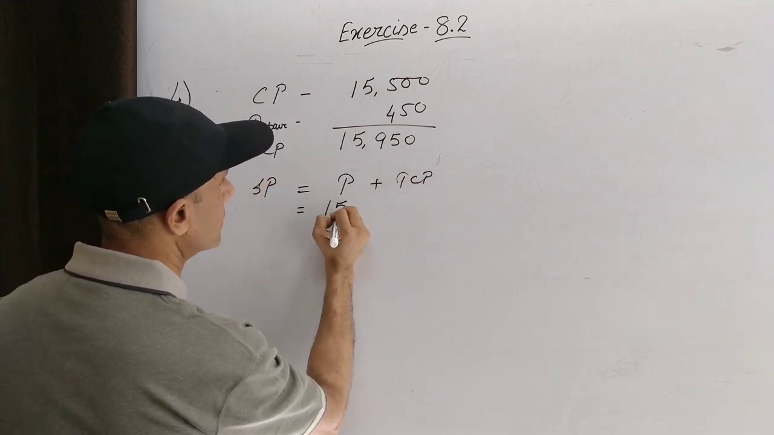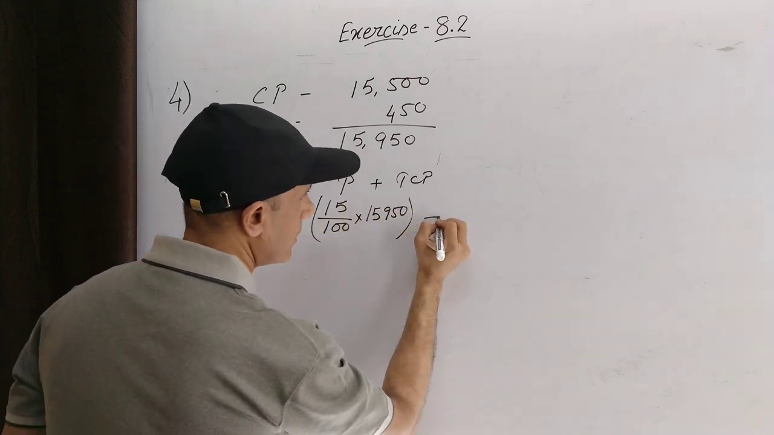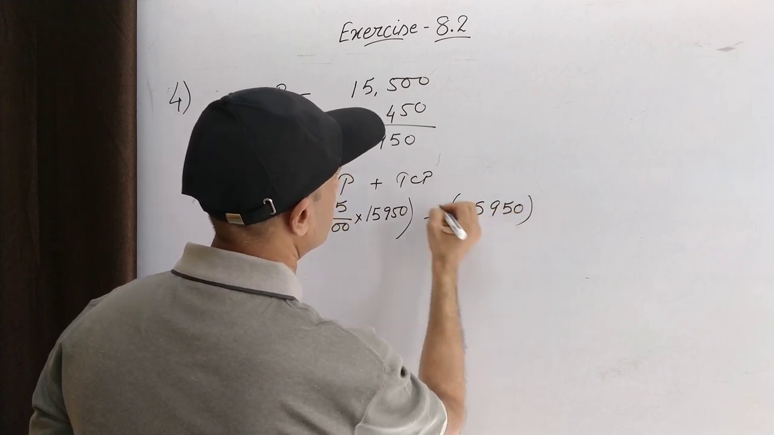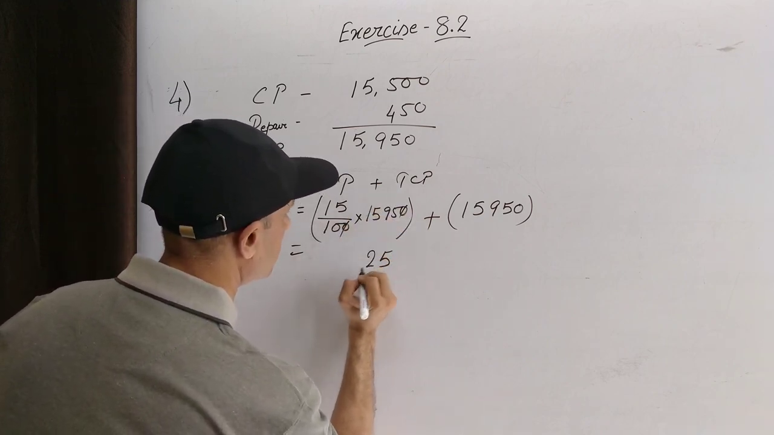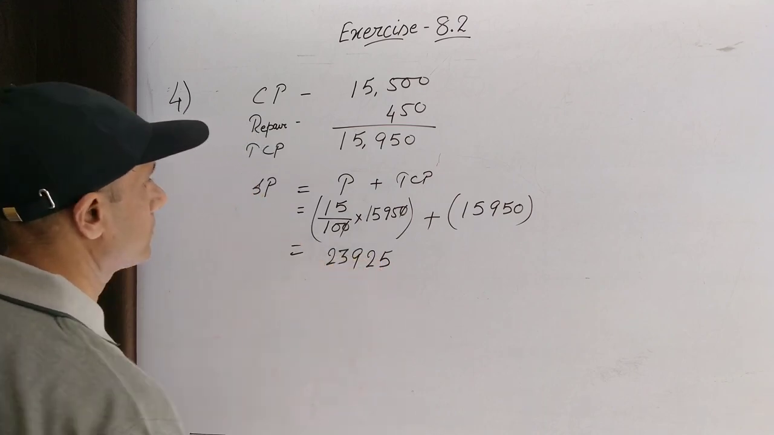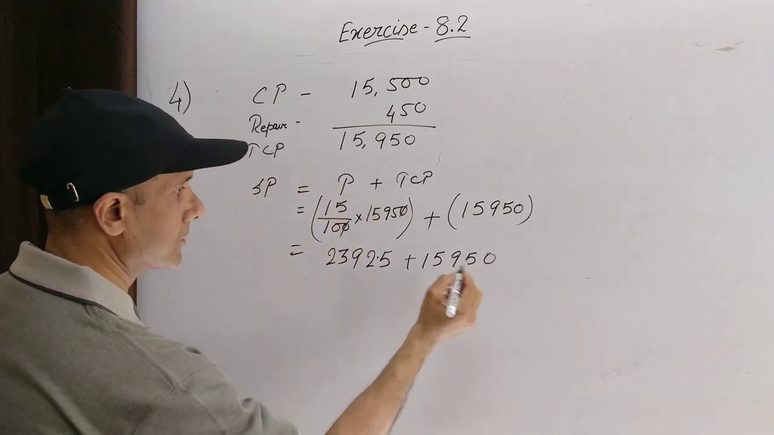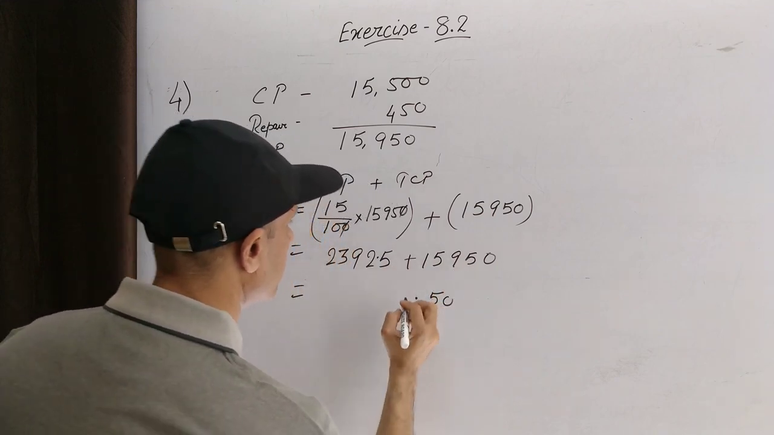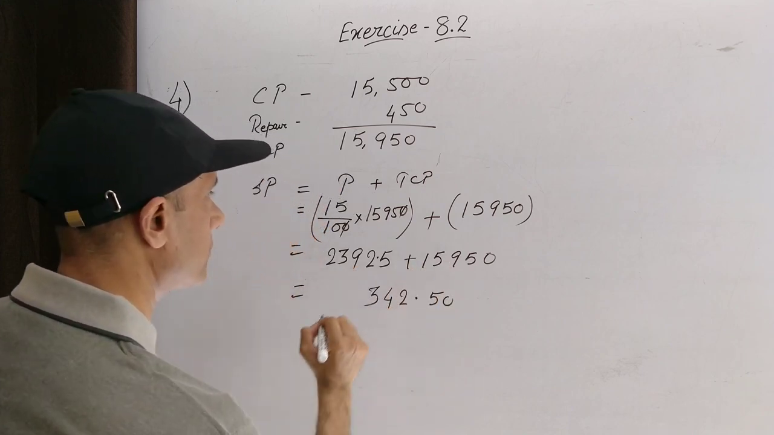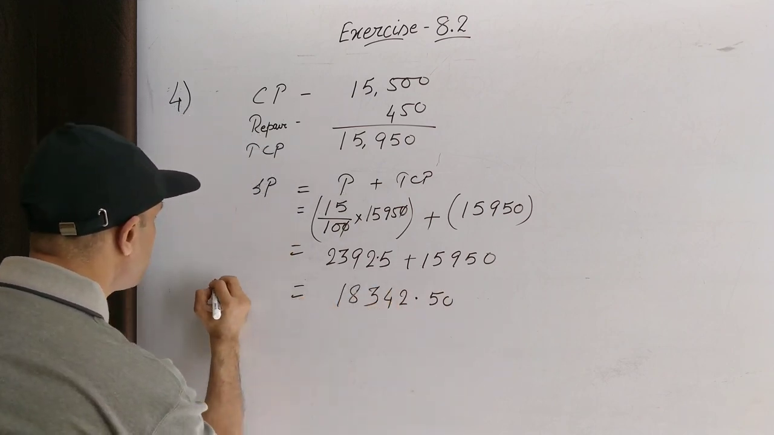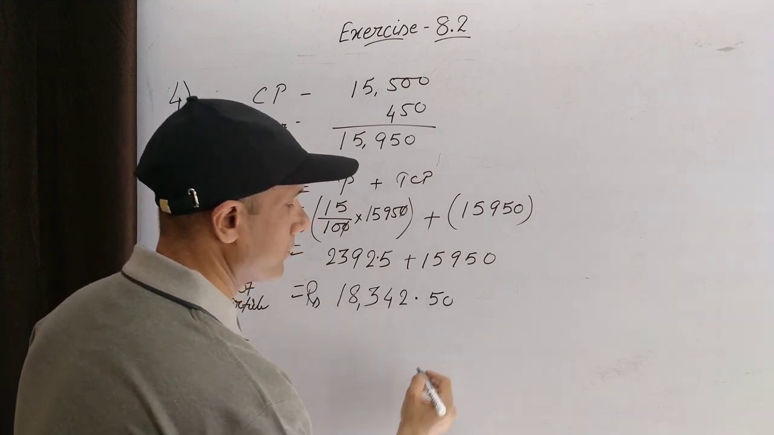So profit is equal to 15%, that is 15/100 of the total cost price, that is 15,950. This is profit plus 15,950. So we get the value as 15,950 plus profit, this adds up to 18,342.5. Clear?